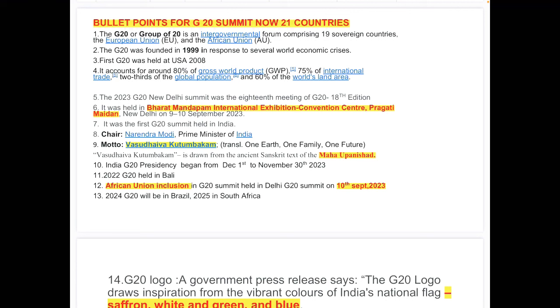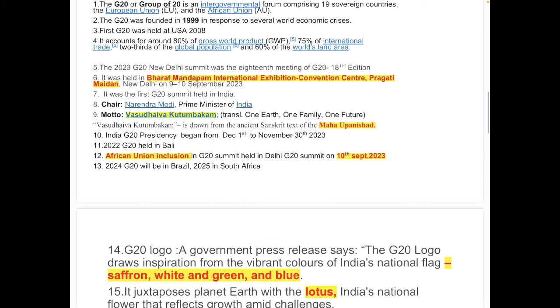African Union inclusion in G20 Summit held in Delhi. G20, remember the date when was this African Union included in the G20 Summit? It was on 10 September 2023. This is also a very important point. And 2024 G20 will be in Brazil. 2025 will be in South Africa.